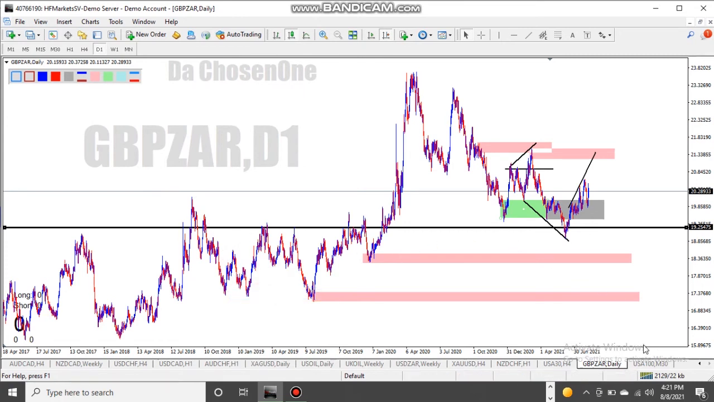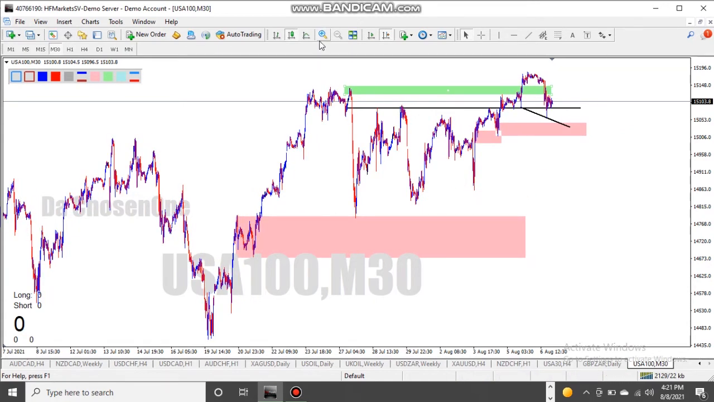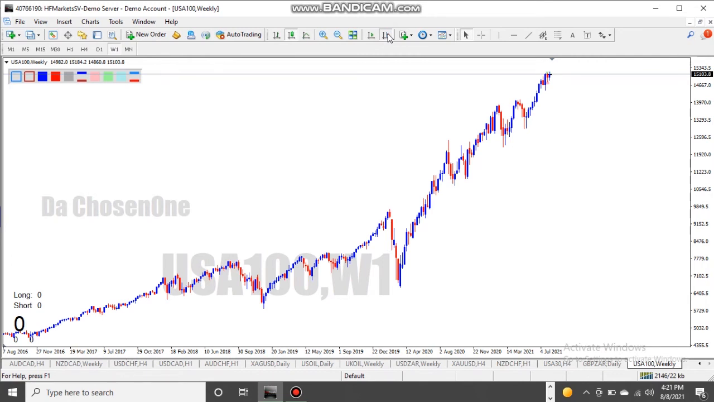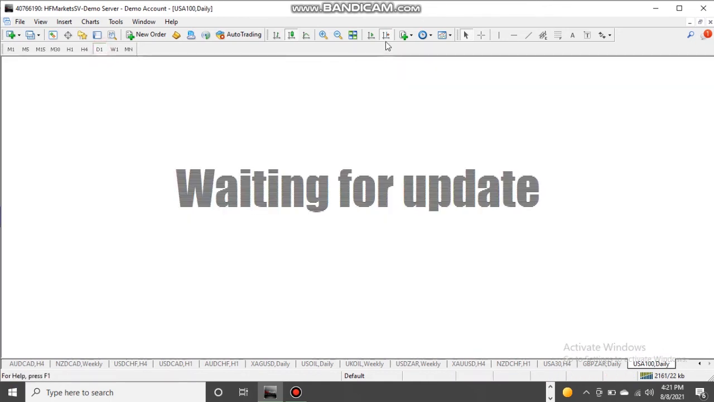And so let's check out people's favorite pair. Everyone loves this index. I don't know why, because it's so volatile. This is Nasdaq. With Nasdaq, let's start from the higher time frame so that you guys can see. You see Nasdaq is creating higher highs. Nasdaq generally is just in a rally phase. It creates higher highs, non-stop.